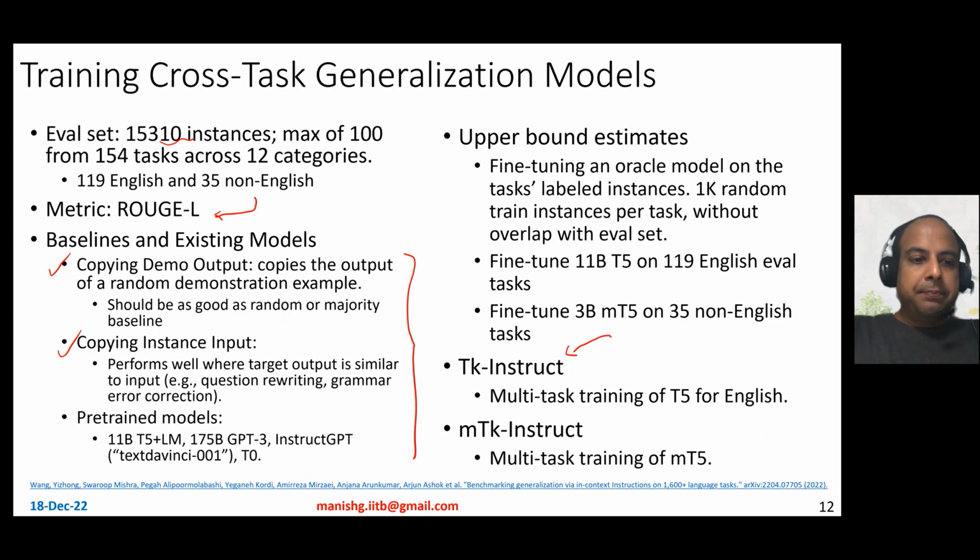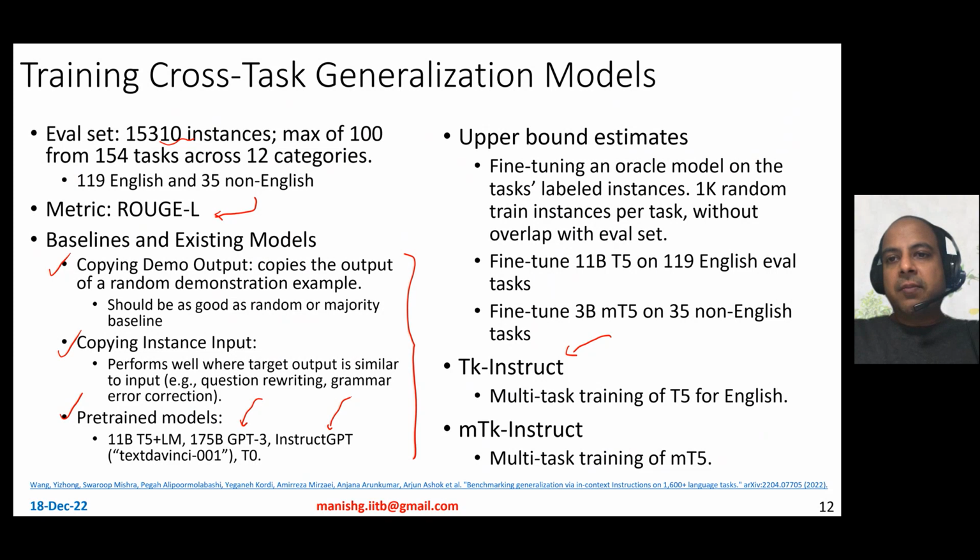Okay. Pre-trained models. Well, you could also use the 11 billion parameter T5 model, which has been further pre-trained using a language modeling objective, or the 175 billion parameter GPT-3 model, or InstructGPT models, like they in particular use the text-davinci-001 model, or the T0 model. They're all interesting pre-trained models to act as good baselines.